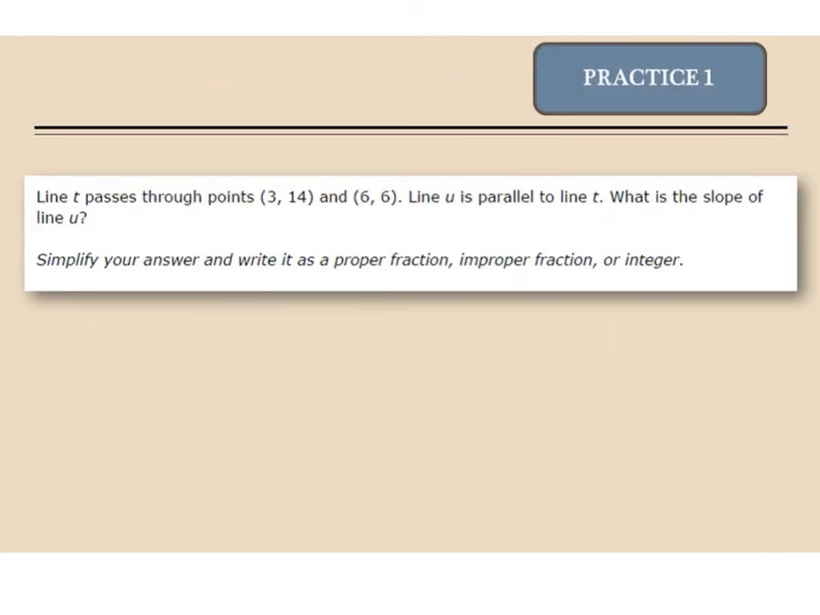Your practice problem 1. Line T passes through points 3, 14 and 6, 6. Line U is parallel to line T. What is the slope of line U? Find your slope the same way that I showed you, or however you calculate it. When you have slopes that are parallel, the slopes are exactly the same. So when you find the slope of line T, line U has the same exact slope.